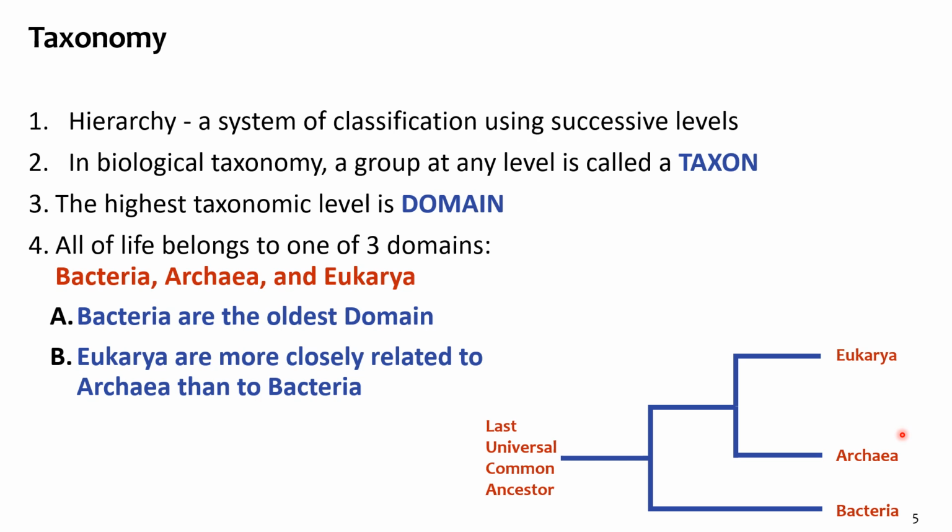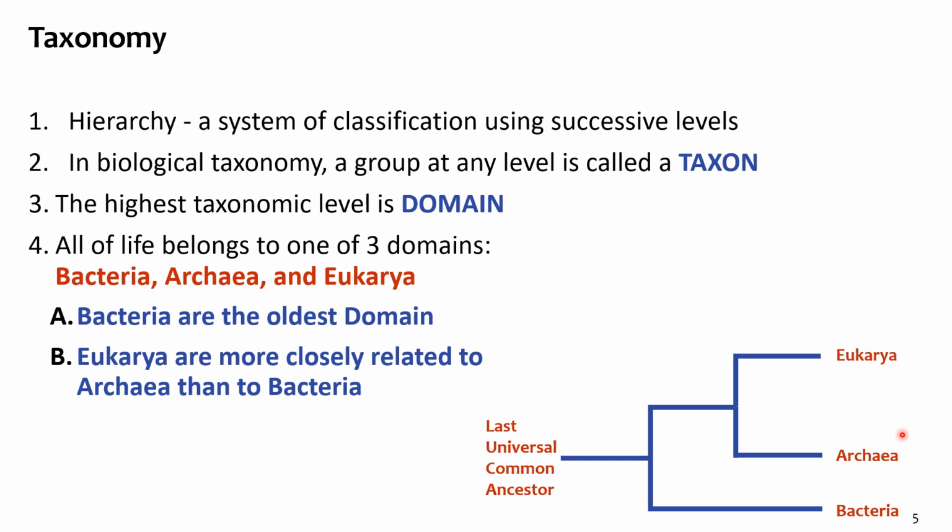We might talk about all of the organisms in the eukaryote taxon. That would include all eukaryotes in one group. Or we might talk about all of the mammals in the mammalian taxon. That just means we're talking about the mammal group. So that's just a general term you might hear.